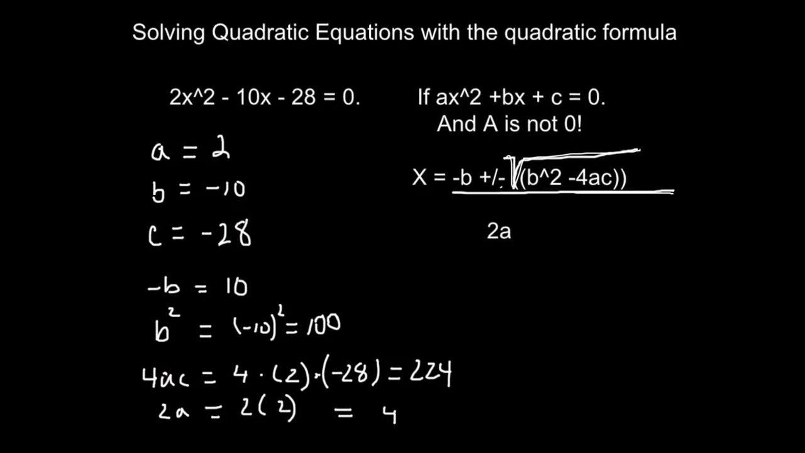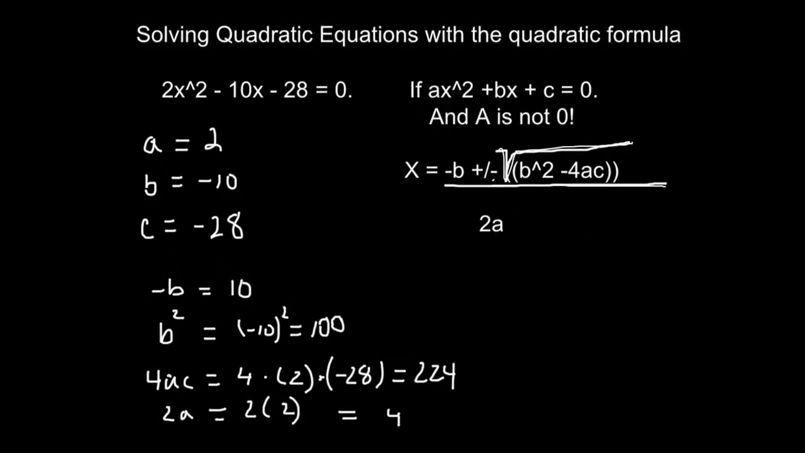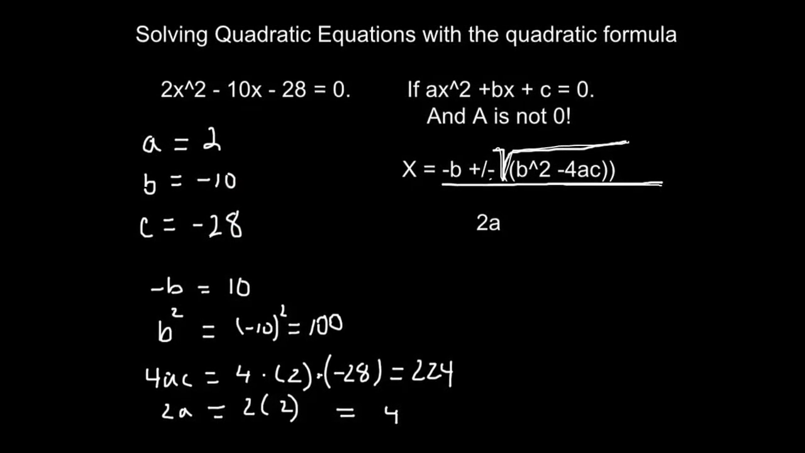Okay, so with any luck, hopefully you have the original stuff here. a is 2, b is negative 10, c is negative 28, but also negative b. Notice, b is negative, so negative b is positive 10. b squared is negative 10 squared. Be careful with that. It's negative 10 times itself, which gives you positive 100. 4 times a, which is 2, times c, which is negative 28, comes out to negative 224. And then 2a is 2 times 2. It's simply 4.